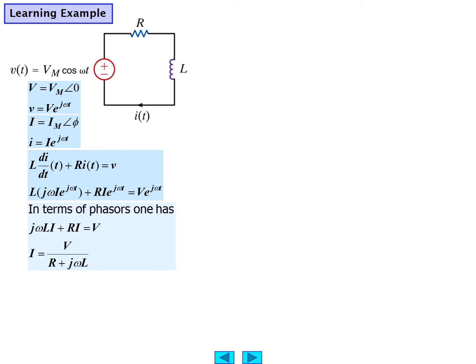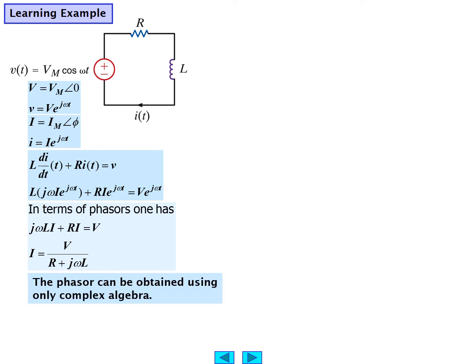In terms of phasors, though, we get a much simpler representation. Since there is no phase angle, we'll get j omega L I from the first term. There's no phase angle, I just see e to the j omega t, plus R I, again, no phase angle, equals V. Solving for I, we get I is equal to V divided by R plus j omega L. Seems to be a little bit shorter doing it with phasors. The phasor can be obtained using only complex algebra as a result.